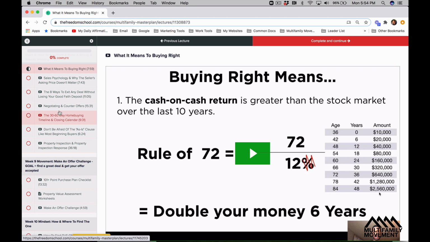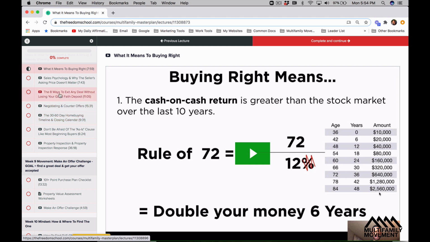Then we want our cash on cash return to be at least 12%. Ideally 15% or higher, but at least very minimum 12%. Okay, and then we want a definite appreciation potential, meaning that we see the trajectory of this neighborhood and this market, and that we're going to be able to benefit and ride that wave.